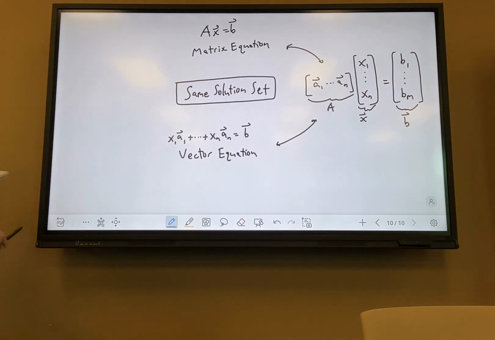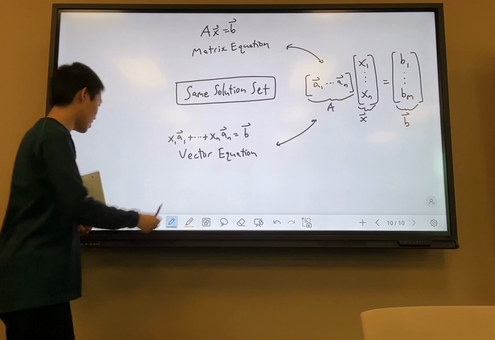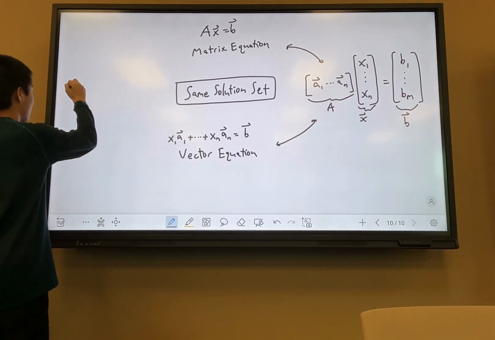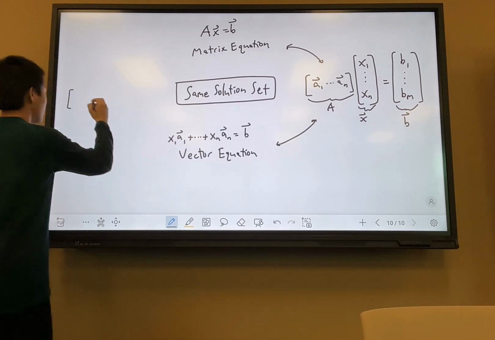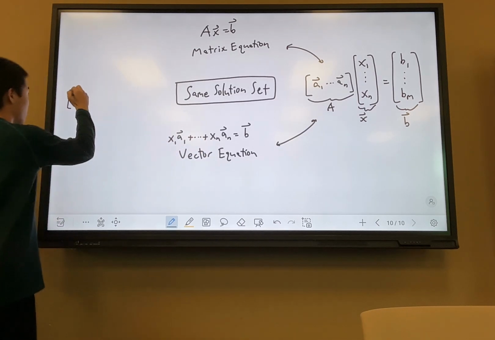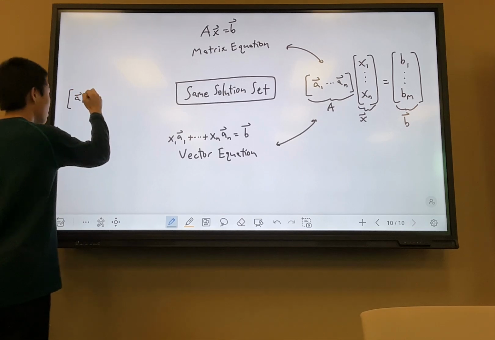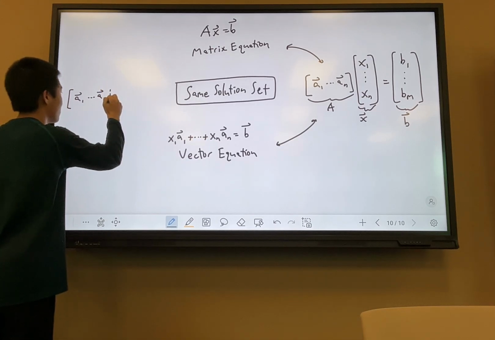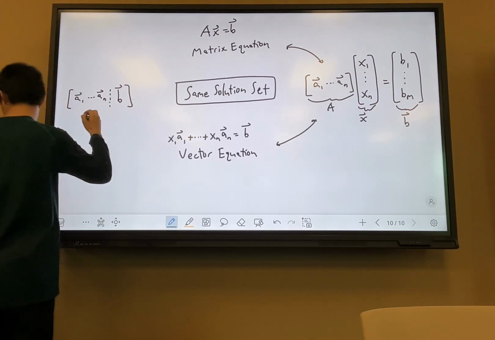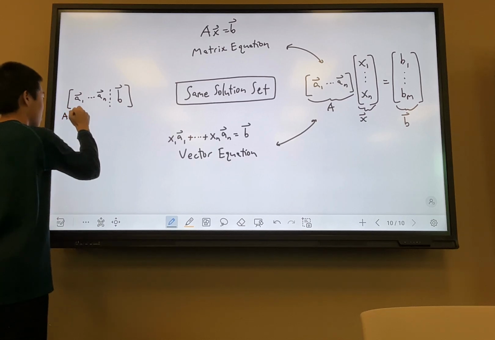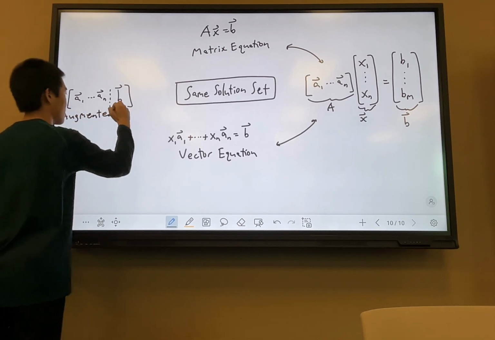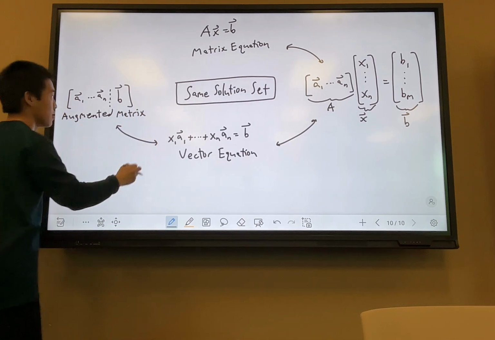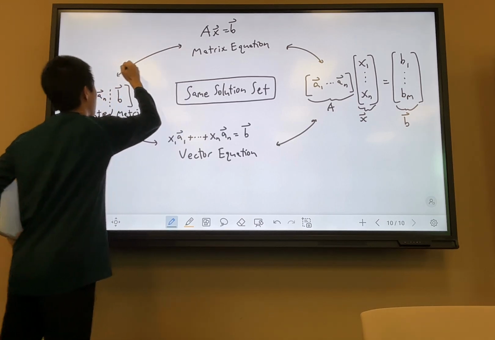Further, we knew from last week that this vector equation describes the same solution set as the augmented matrix of a linear system, where these column vectors a1 through an are the coefficients, augmented with that b vector. This augmented matrix and the vector equation are equivalent, and you can get from one to the other as well.